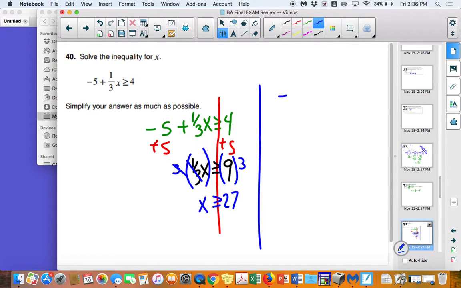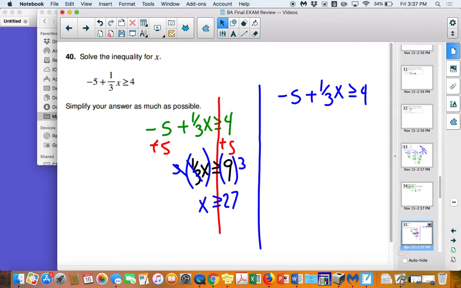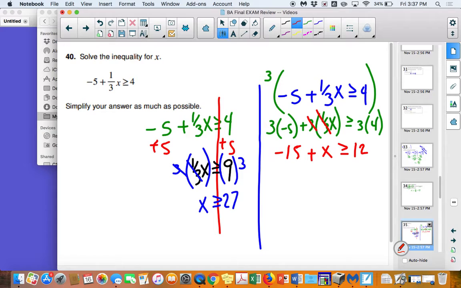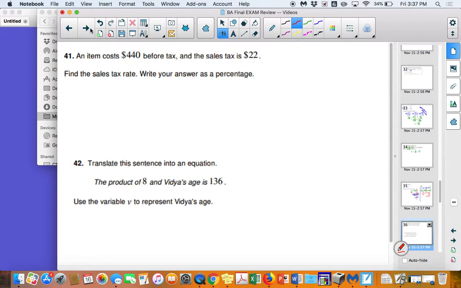The other way to do it would be to just say, I don't like these fractions. Let's get rid of them. So your common denominator is a 3. So we're going to say everybody times 3. So 3 times -5 plus 3 times 1/3 x is greater than or equal to 3 times 4. So make sure you put it on every term. So 3 times -5 is -15. When you get here, the 3 and the 1/3 cancel, and you get x, and that gives me a 12. So if I add 15 to both sides, I'm going to get x is greater than or equal to 27. So one way or the other, I get the same answer. It's just whichever way you prefer to execute it.